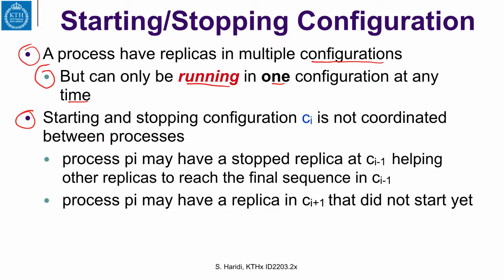Starting and stopping configuration Ci is not coordinated between processes. So a process Pi may have a stopped replica in Ci-1. It is still there, helping other replicas to reach the final sequence in Ci+1, and it can be running in Ci. And a process Pi may have a replica in Ci+1 that didn't start yet, because to start, the replica in Ci has to deliver the final sequence in that configuration.